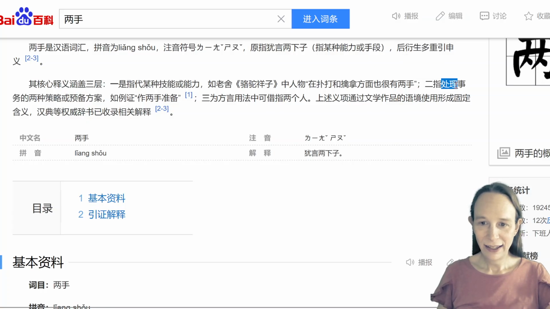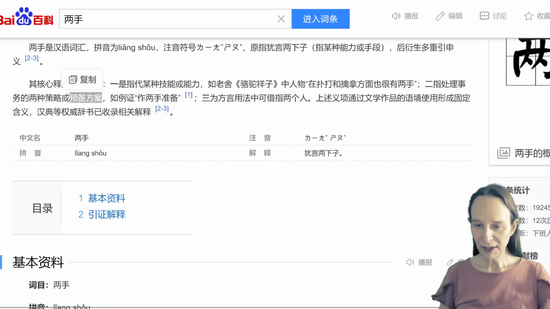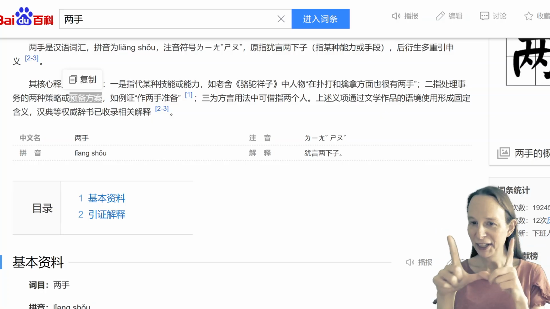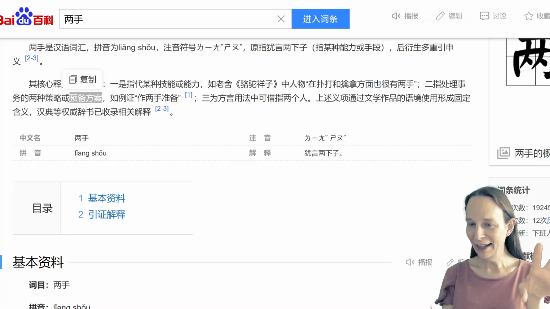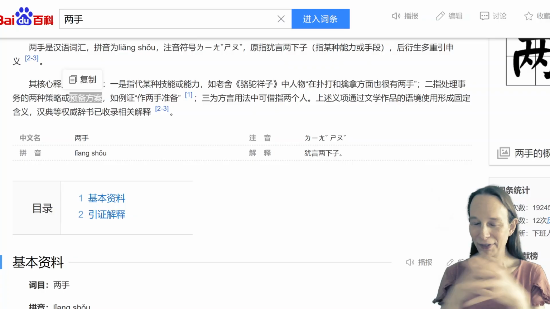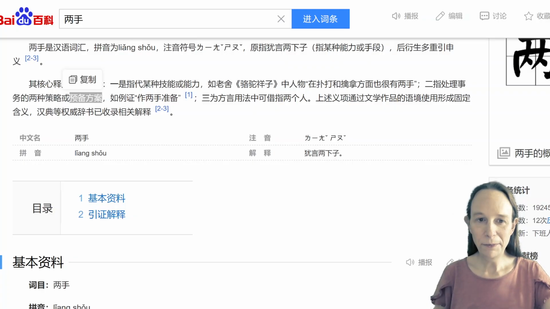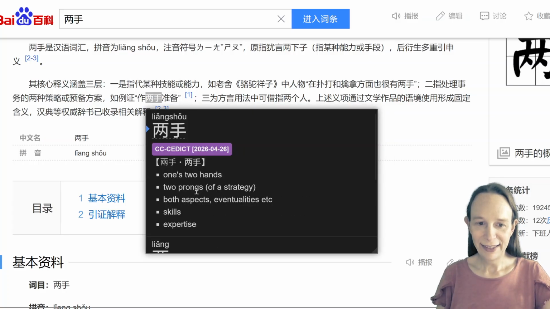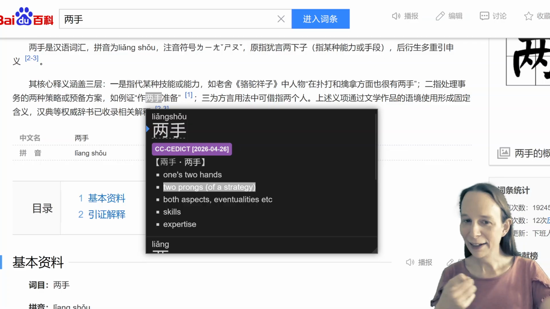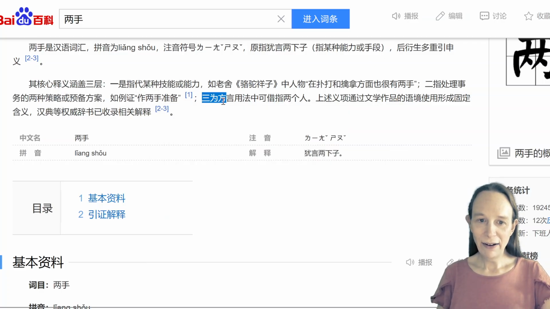二指处于事物的2种策略或预备方案。Okay, so this is like a double-pronged attack or strategy. Like, you're not just doing that, you're doing this as well. And they're both kind of mutually reinforcing or beneficial. 如列证做两手准备 double-pronged prep. Something like this. Both aspects. Yeah, double-pronged. Okay, 三为方言用法.